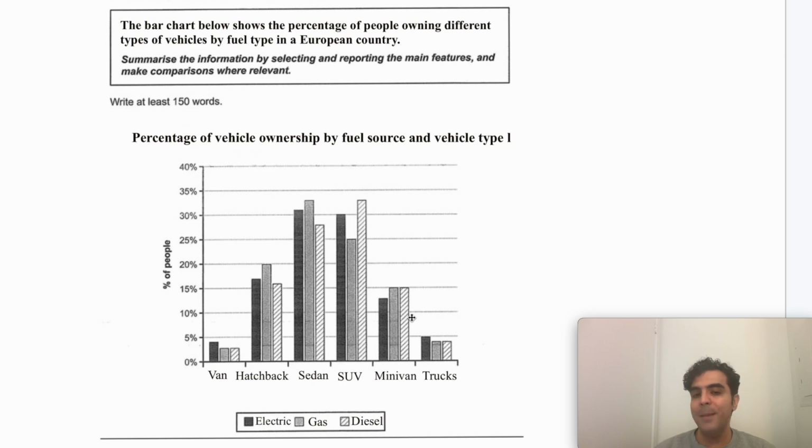But then if you want to go with an absolute rule, it's vans, right? So consistently, regardless of the type of fuel source, vans had the lowest percentage of owners, right? So here we could put it this way. We could say that among all these vehicle types, the smallest percentage of ownership belonged to vans, where the least amount of electric, gas, and diesel vehicles were owned.